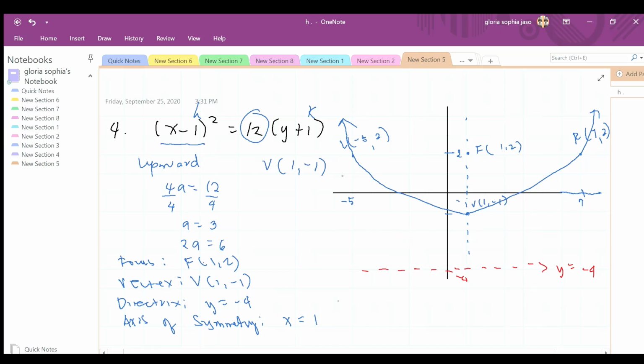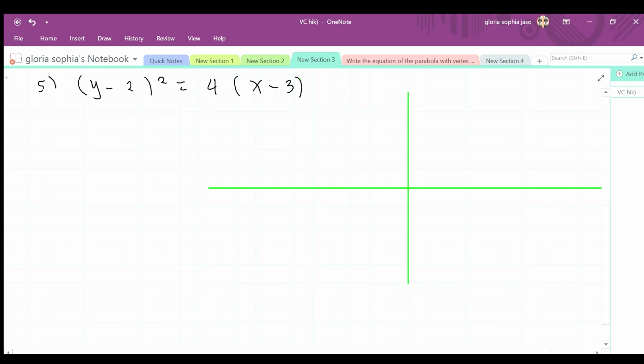Okay. So for our fifth example, we will graph this equation. Since y is squared, it means the parabola will open to the right or to the left. And since the coefficient of x is positive, our parabola will open to the right. Then for the value of a, this one is the 4a. So that's 4. Divide both sides by 4 and a is equal to 1. 2a is equal to 1 times 2. So 2a is equal to 2.